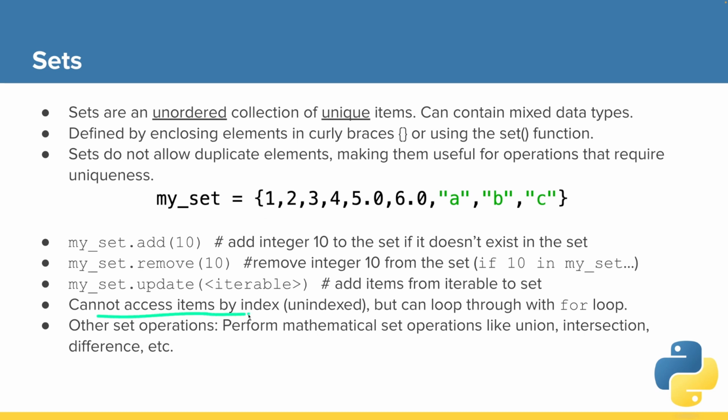We cannot access items in a set by index because the set data type is unindexed. So we can't say, as we can with lists, our list item in the 0th position, let's access that. We can't do that with sets because they are not indexed. But we can loop through them with a for loop. And some other set operations are, if you've taken some advanced math, you know about set operations like union, intersection, difference, and there are those methods available for sets as well.